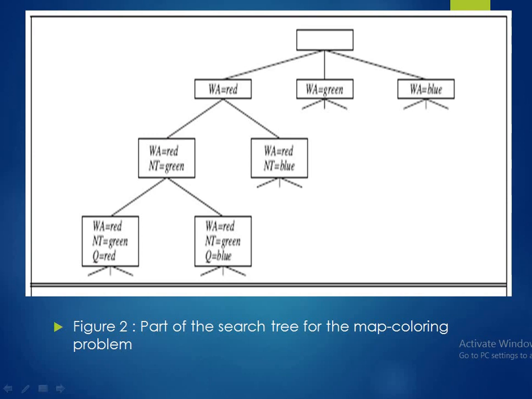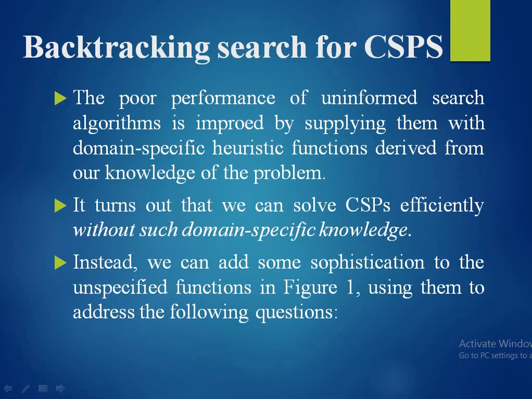So this follows further. The poor performance of uninformed search algorithms is improved by supplying them with domain-specific heuristic functions derived from our knowledge of the problem. It turns out that we can solve CSPs efficiently without such domain-specific knowledge. Instead, we can add some sophistication to the unspecified functions which are shown in figure 1, using them to address the following questions.